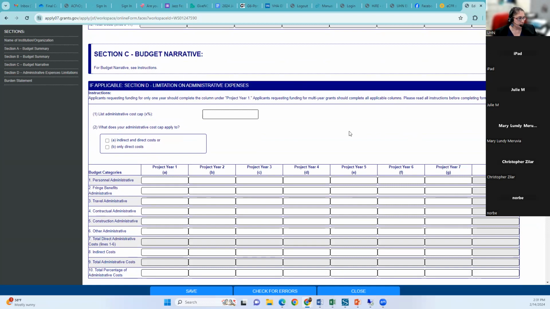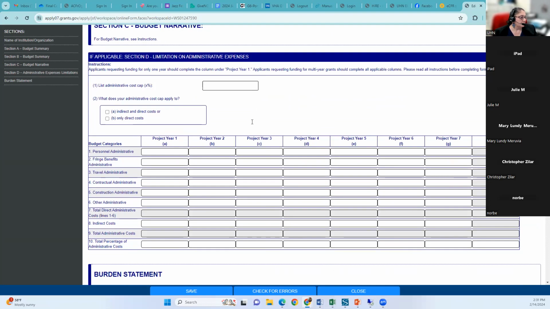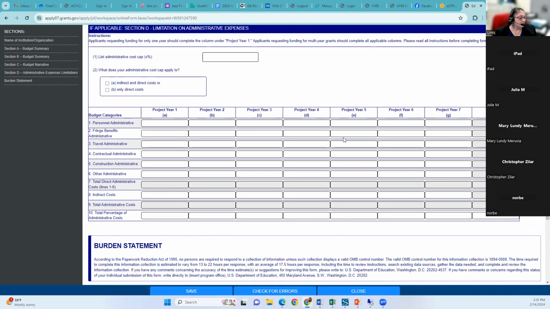Excuse me, we got some more folks joining us. That's great. If there is a limit on administrative expenses, it states in the grant that we do not. This would be an area where it says list administrative cost caps. You would just put NA, and you would leave this as is.